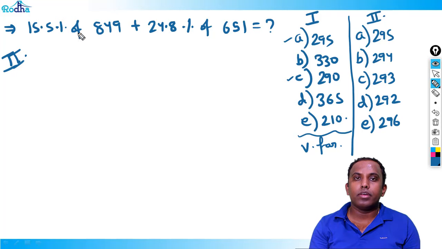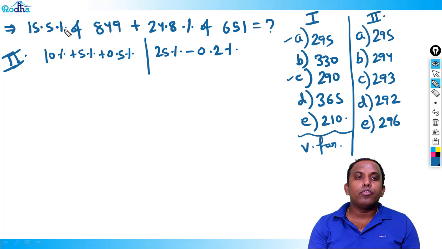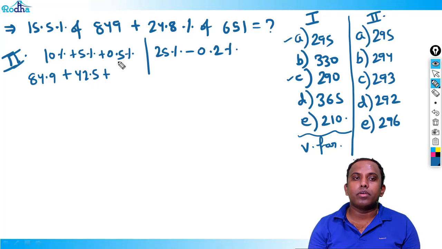15.5% of 849. So what you need to do is 10% plus 5% plus 0.5%. And 24.8% means 25% minus 0.2%. Correct? Now, what is 10% of 849? It's 84.9. What is 5%? Just half it. 84 half is 42, and 0.9 half you can take as 0.5, no issue. So 42.5, plus 0.5%.